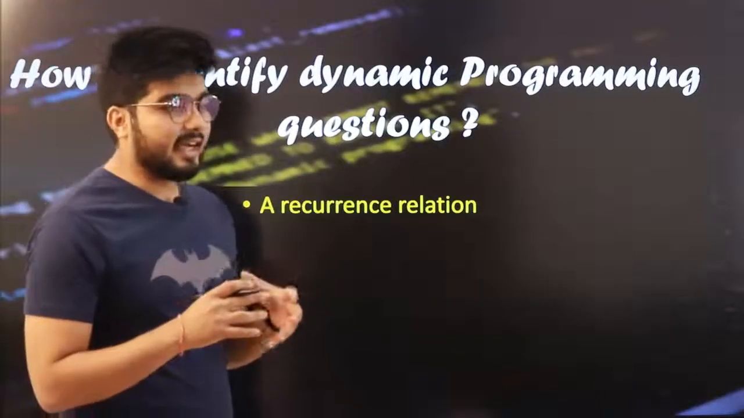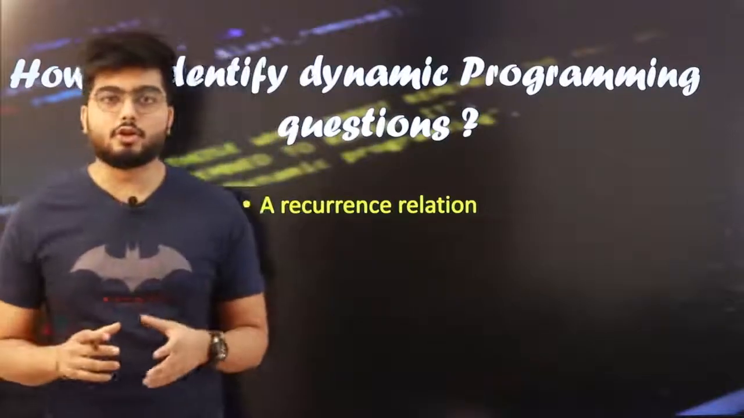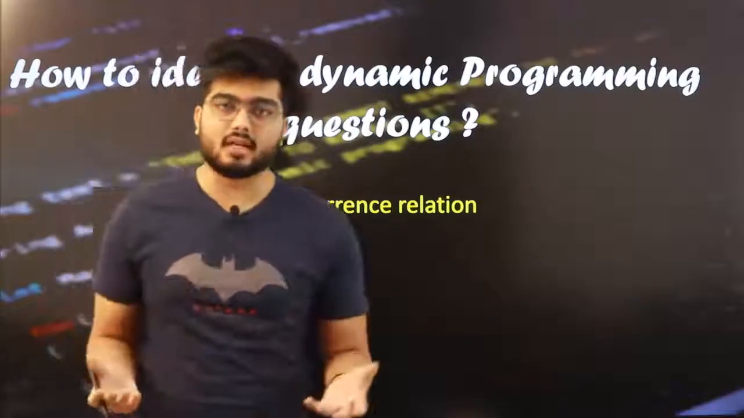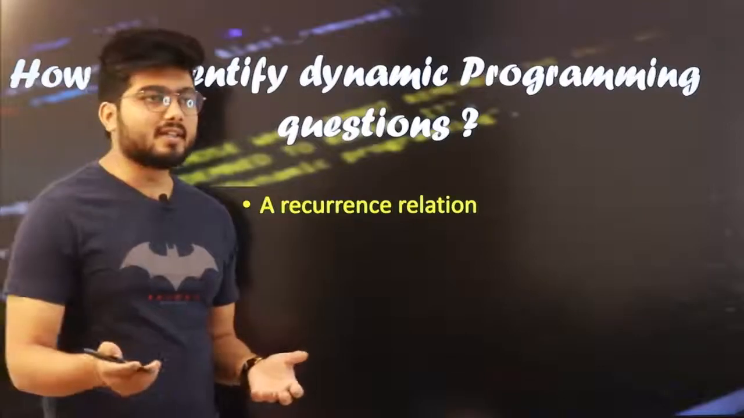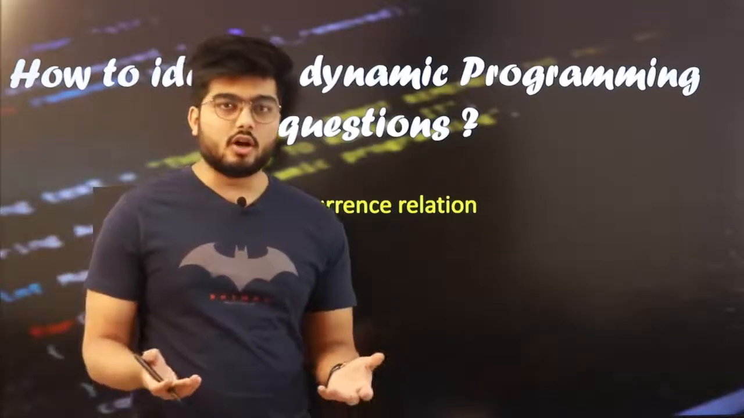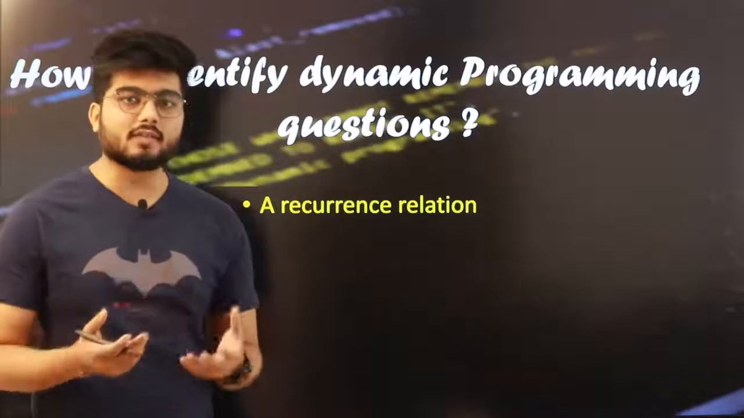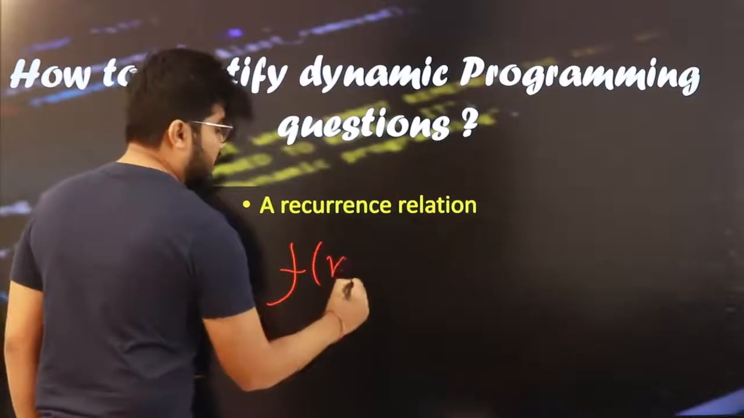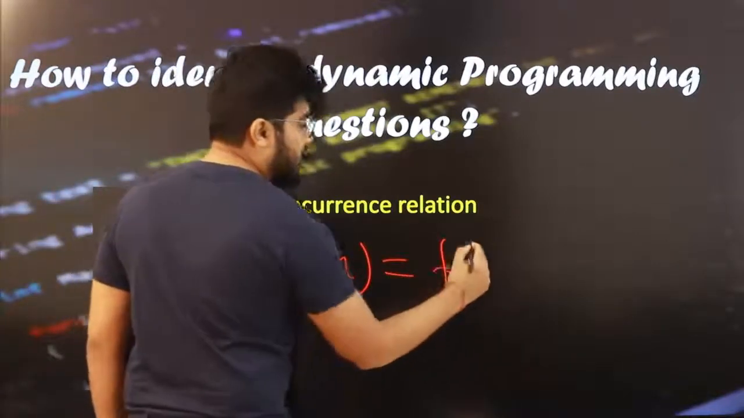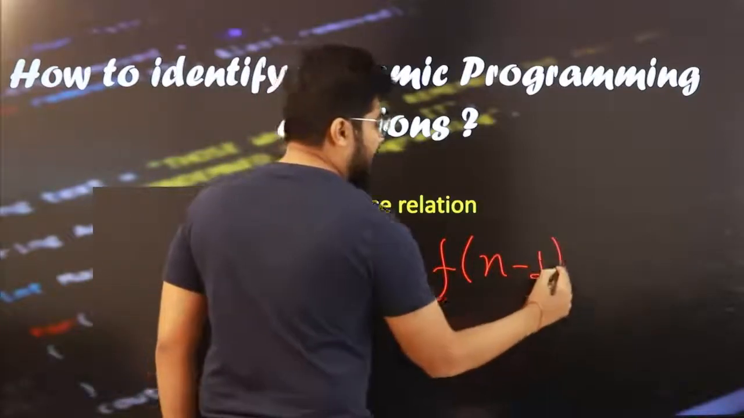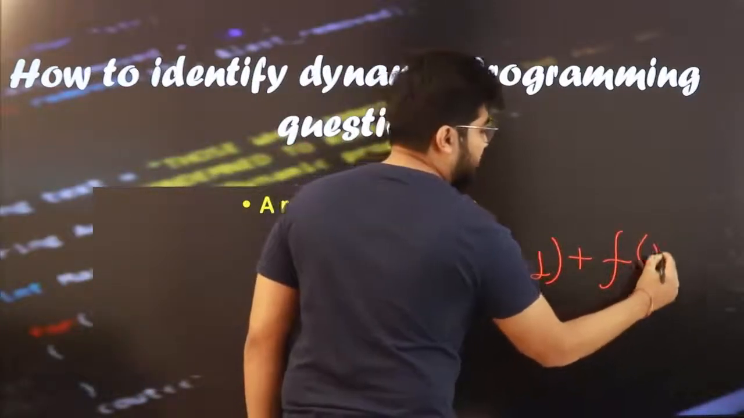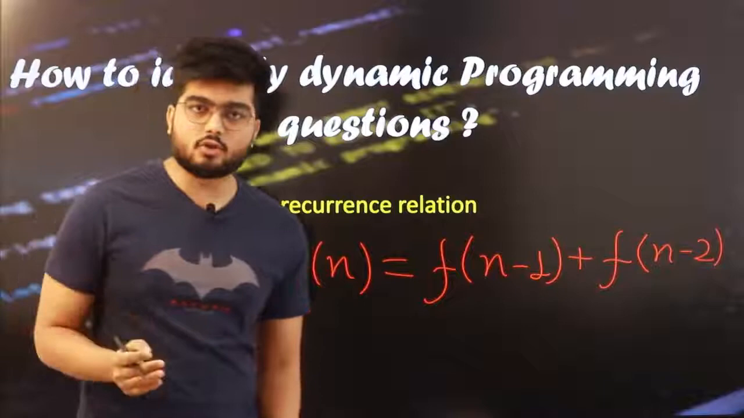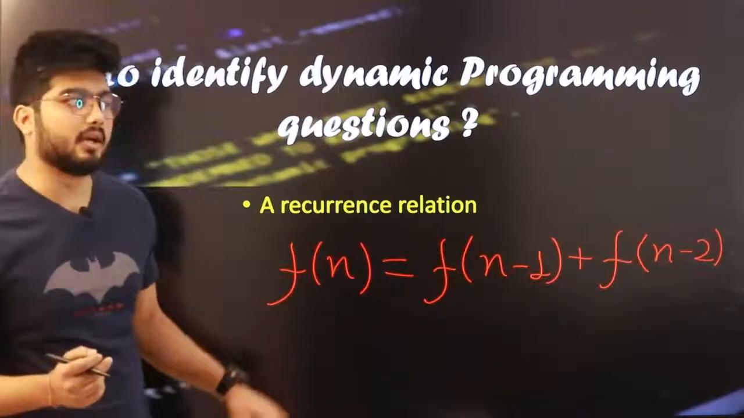So the very first thing, if you want to identify a dynamic programming question, is that you can convert the word language of a question into a recurrence relation. So what is a recurrence relation? A recurrence relation is a mathematical equation of a sequence or multi-dimensional array which recursively calls itself. We have already seen the example of Fibonacci series in which f of n is equal to the sum of its previous two terms, which is f of n minus 1 plus f of n minus 2. Such type of relations are called a recurrence relation. So definitely there is going to be a recurrence relation in dynamic programming.